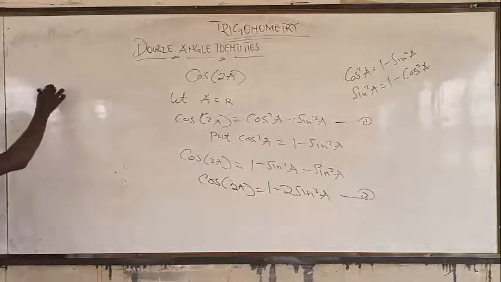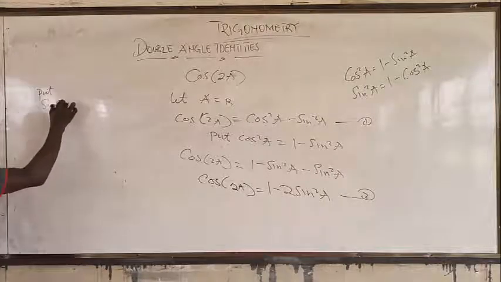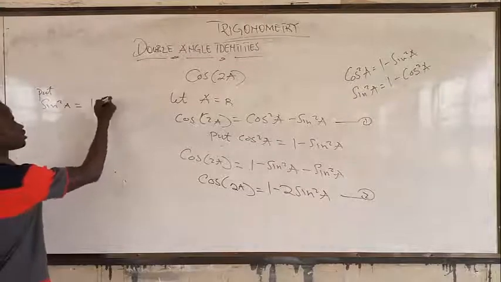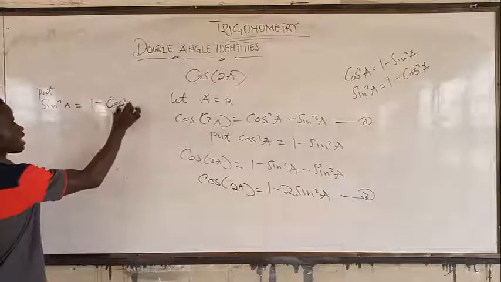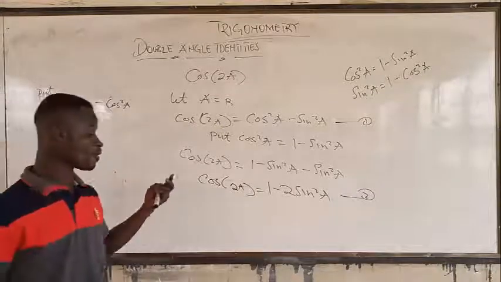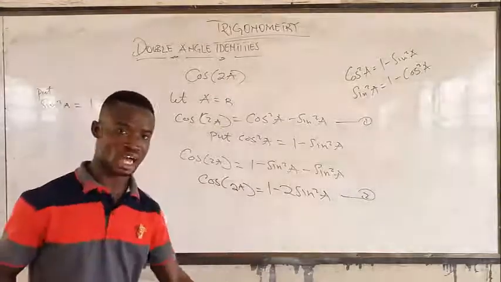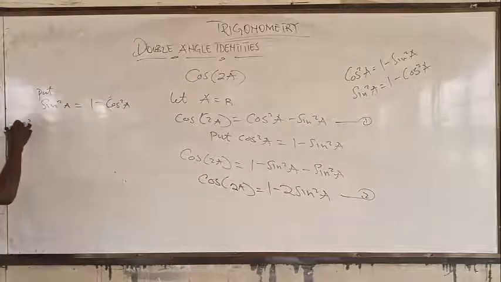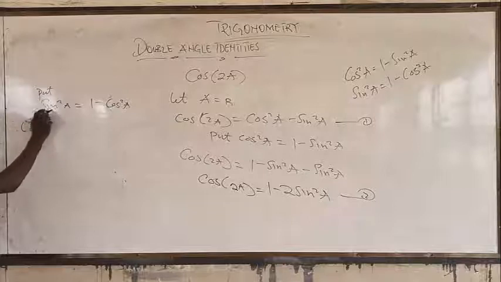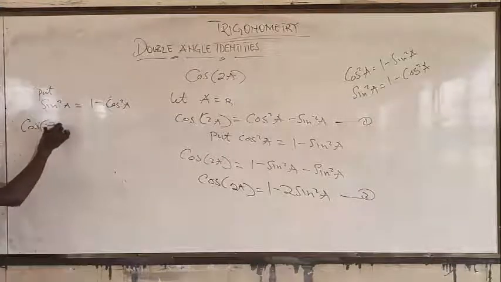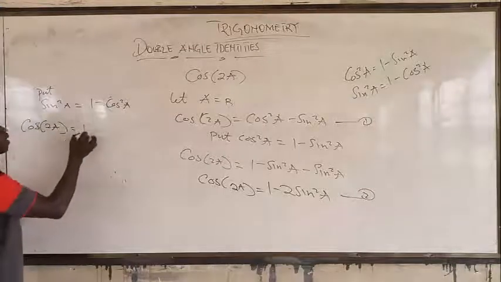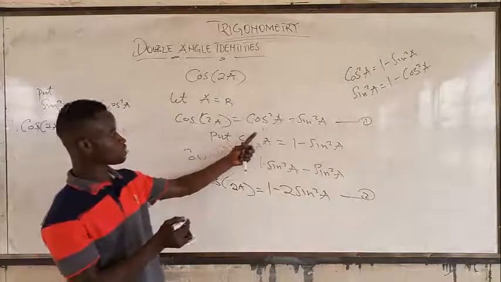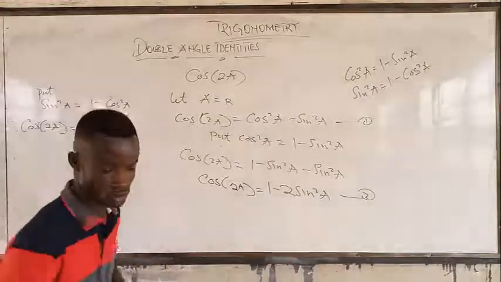That is when you put sin square A equal to 1 minus cos square A. We are going to get an expression of the double angle in terms of cos. Very good. That is going to give you cos 2A equals 2 cos square A minus 1, by replacing.